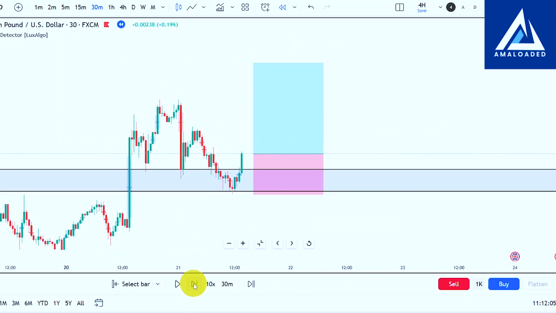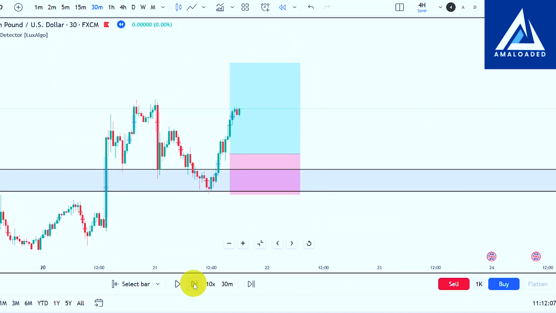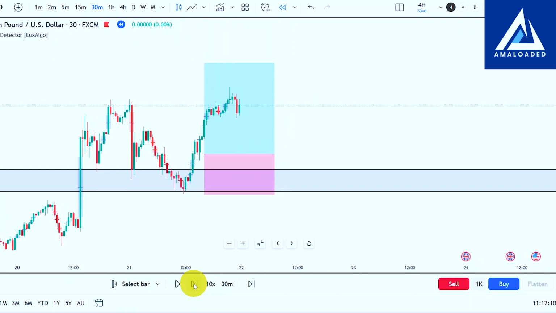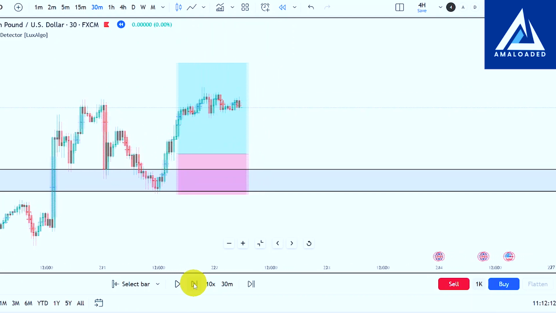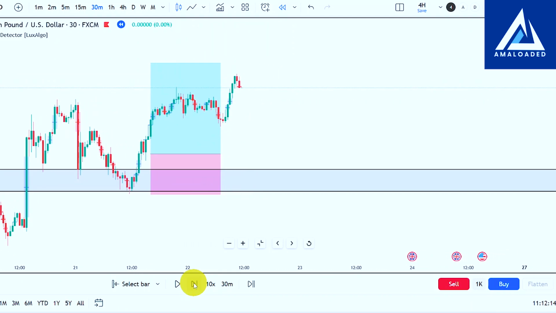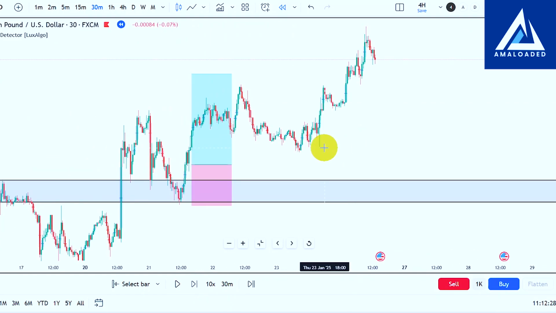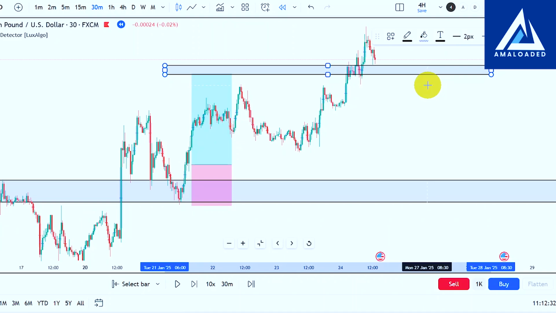Let's play the candlestick. You can see on this trade we are targeting a 1:2 ratio, and let's see what is going to happen. Then finally, the price action smashed our take profit zone.